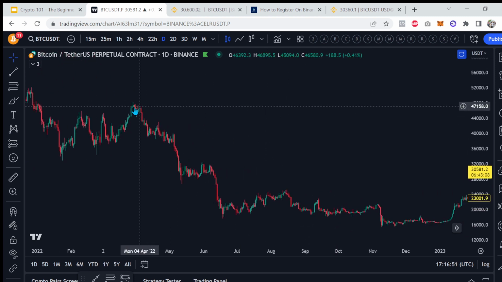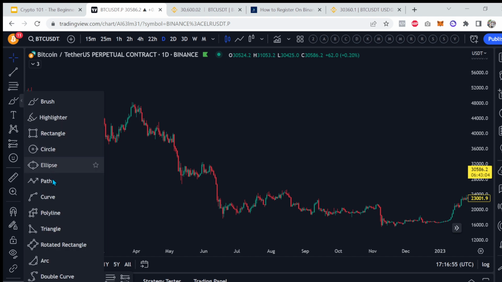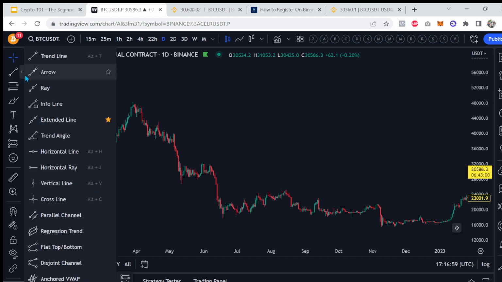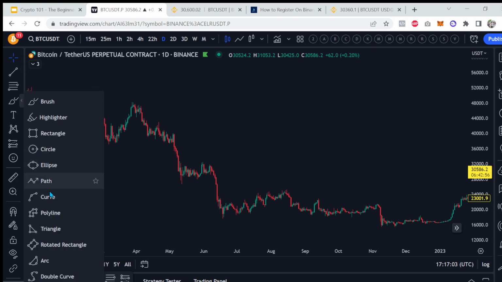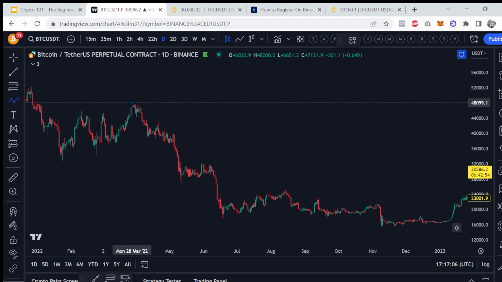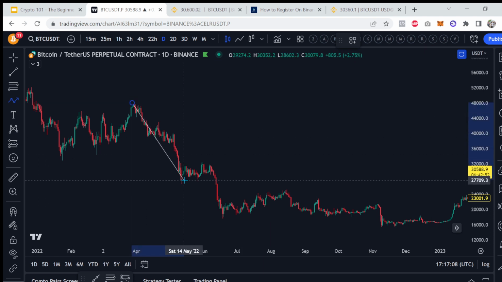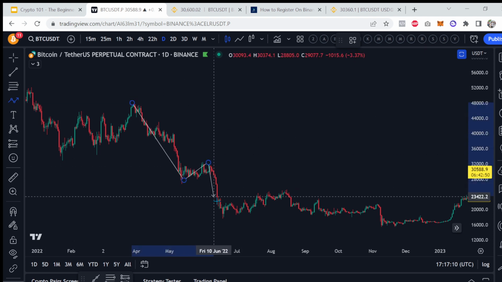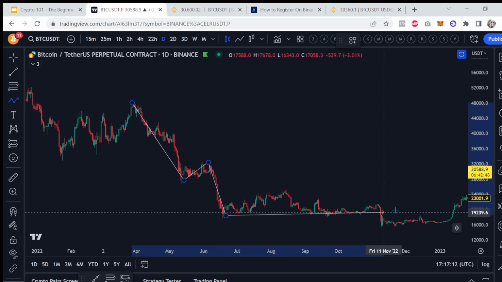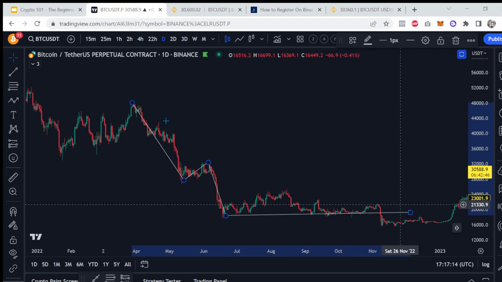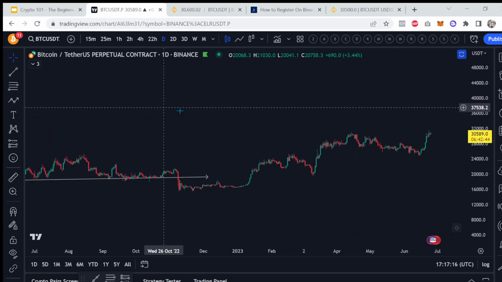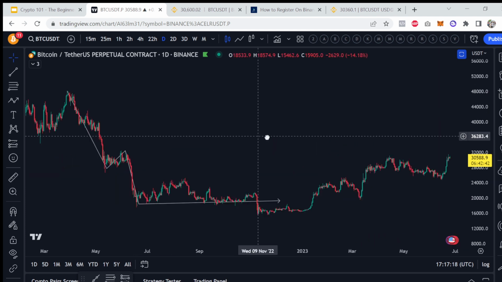So let's just even take it from here. Price made a move. Give me the arrow. I want this arrow. Give me the path. So price made a move to the downside. It consolidated a little bit. It made a move to the downside. It consolidated a little bit, went sideways for a little while, and then it started to trend upwards.